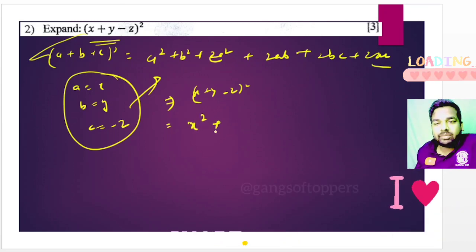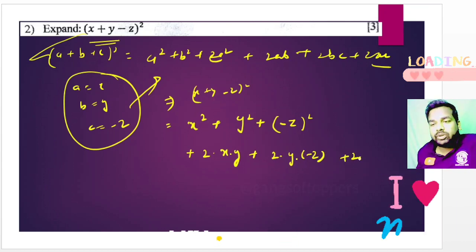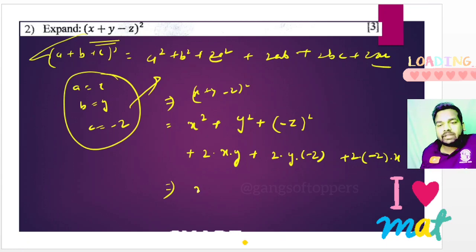x square plus y square plus (minus z) the whole square plus 2 into x into y plus 2 into y into minus z plus 2 into minus z into x. Okay, so x square plus y square plus (minus z) the whole square; since the power is even, it becomes z square.